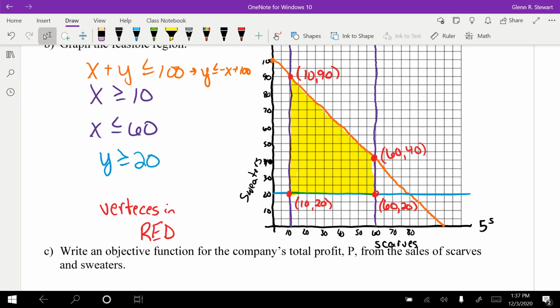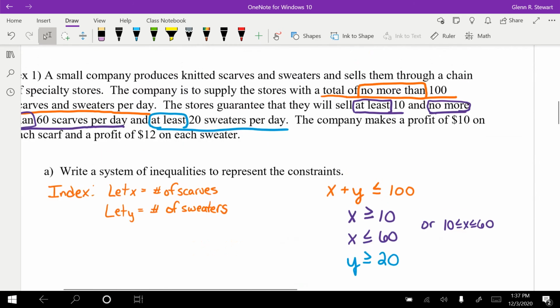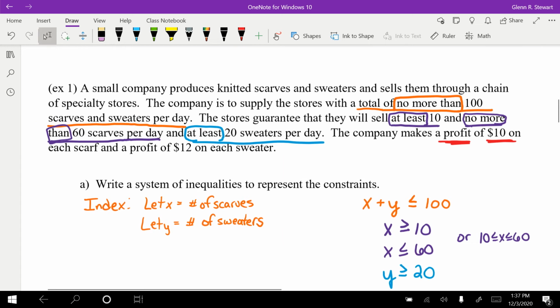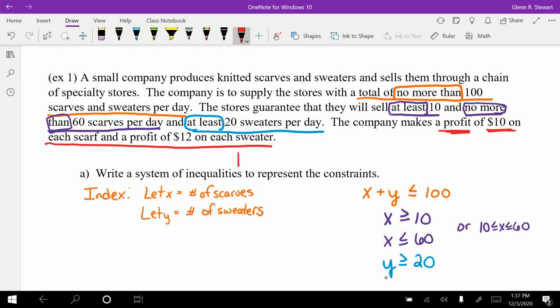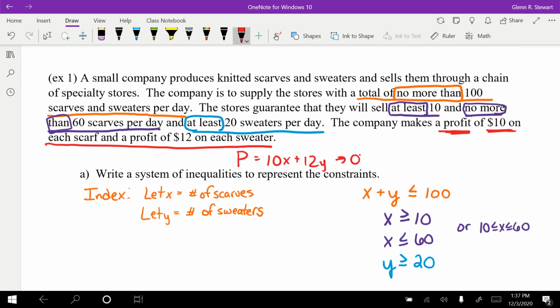Part C says write an objective function for the company's total profit. So again, objective function is usually a profit function. Profit of $10 on each scarf and a profit of $12 on each sweater. So P is equal to 10x plus 12y. I'm going to write that down. This is my objective function. I'm going to write it down below.